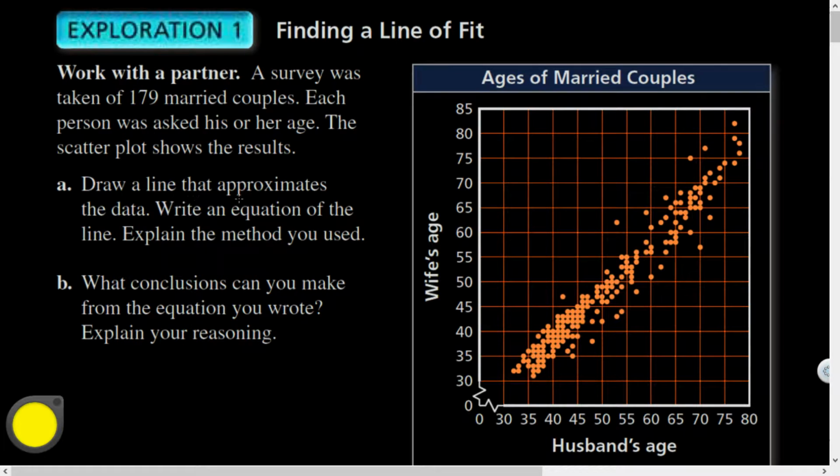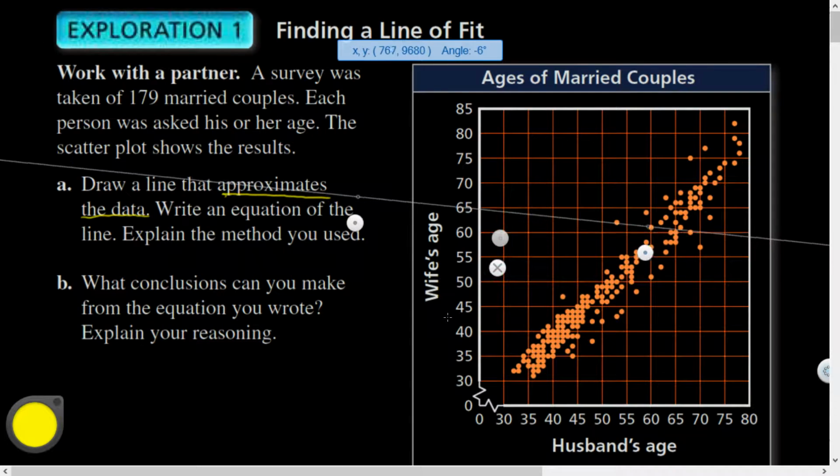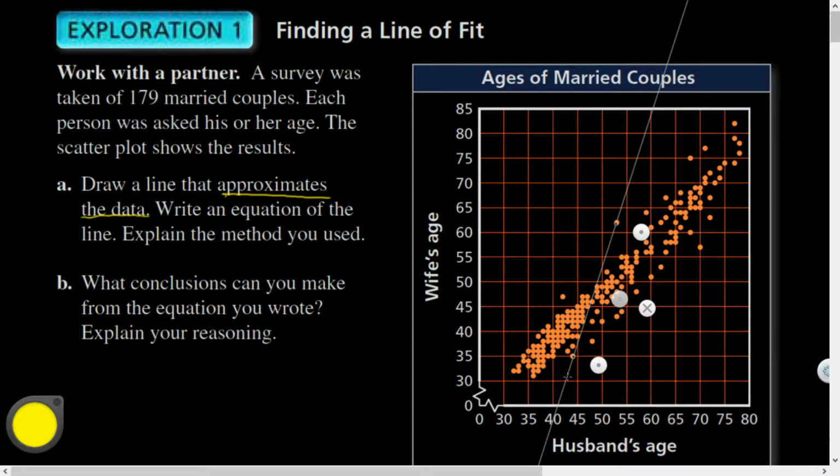But it says draw a line that approximates the data. If I draw a line like this, is it a good representation of that data? No, because not many of the points are close to that line. For some of these points it might hit them, but it doesn't represent the rest of the data. Let me get my ruler tool out. What if I just connect this point to this point down here? Is this a good line that represents the data? No. Even though it hits two of the points, it's not a good representation of the data.